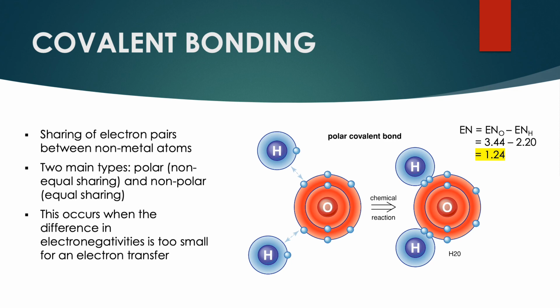atoms. For a quick example, let's look at the bond between two hydrogen atoms and an oxygen atom. In this covalent molecule, the electrons are shared, and each atom has a full valence shell. As seen on the right, the EN difference is 1.24, therefore the molecule is polar.